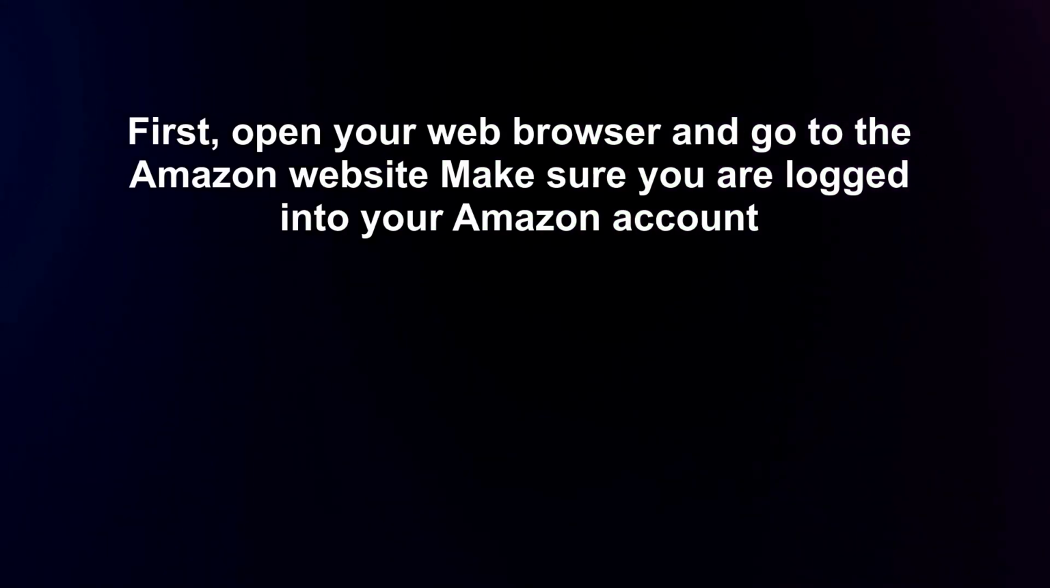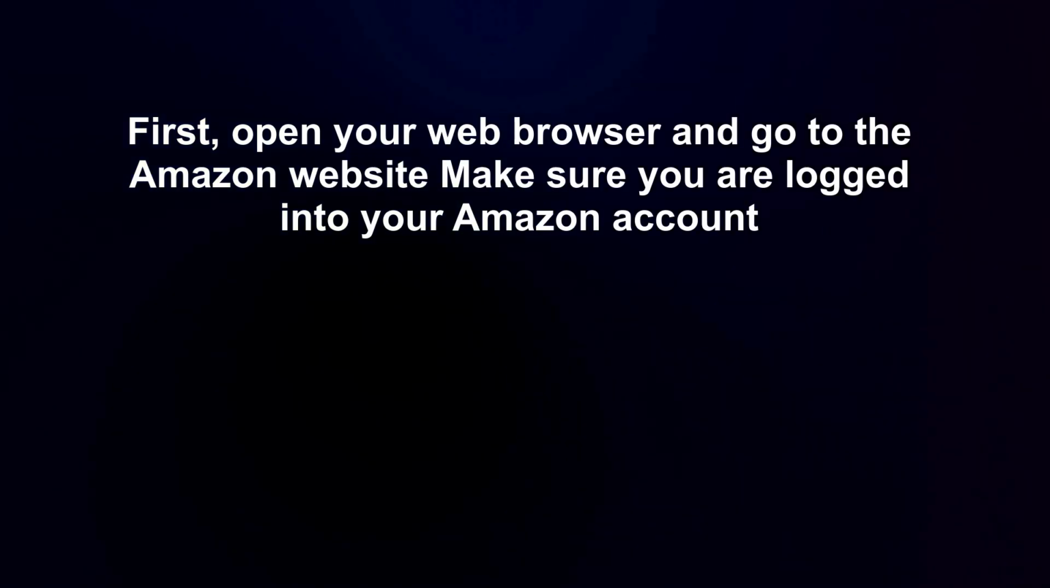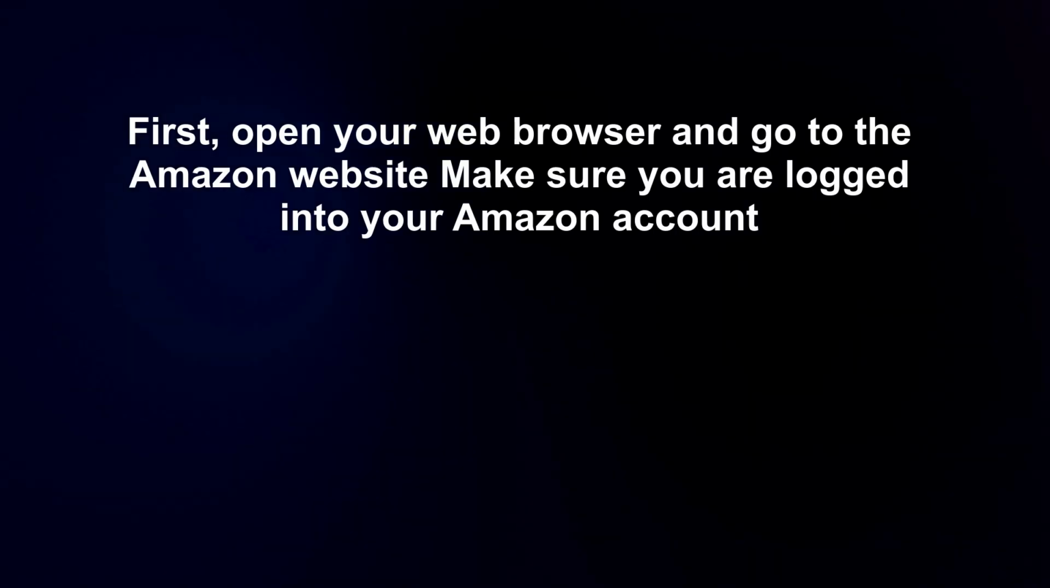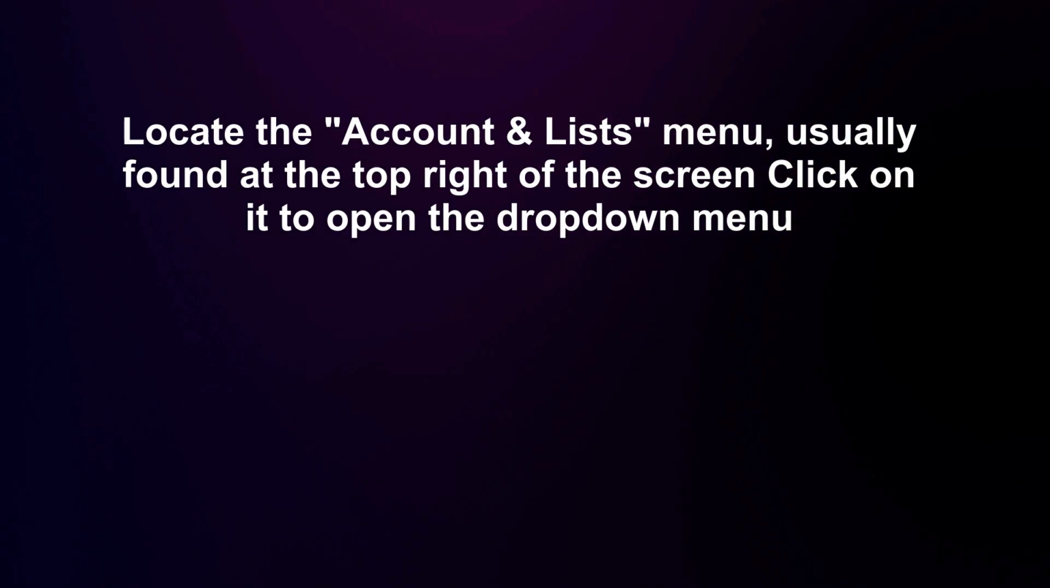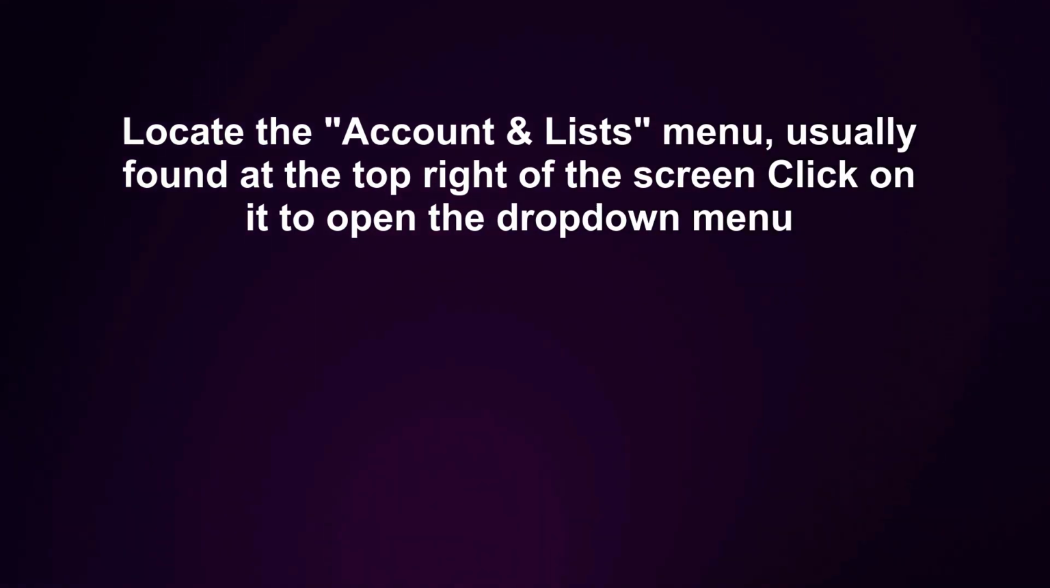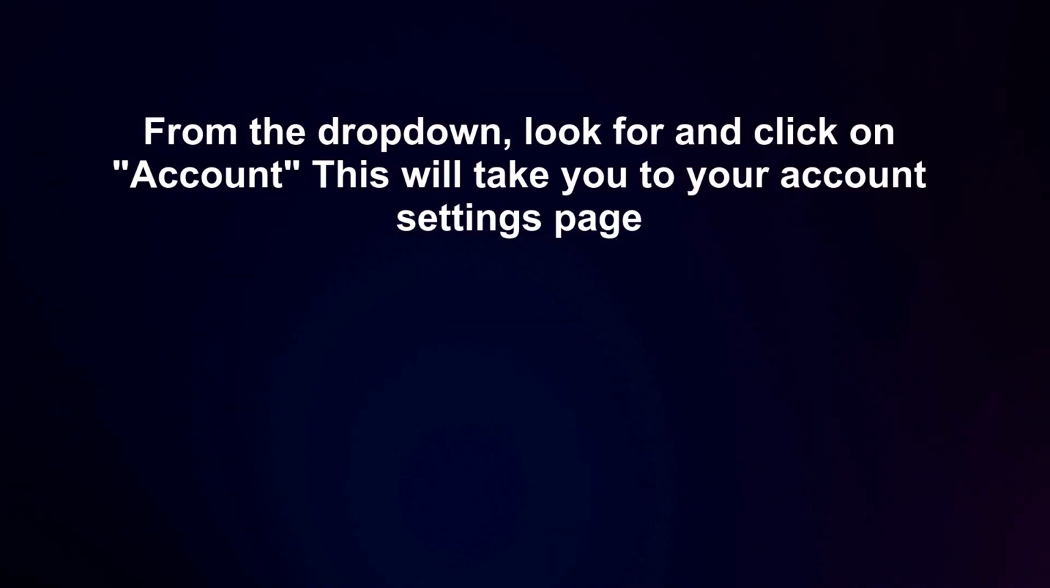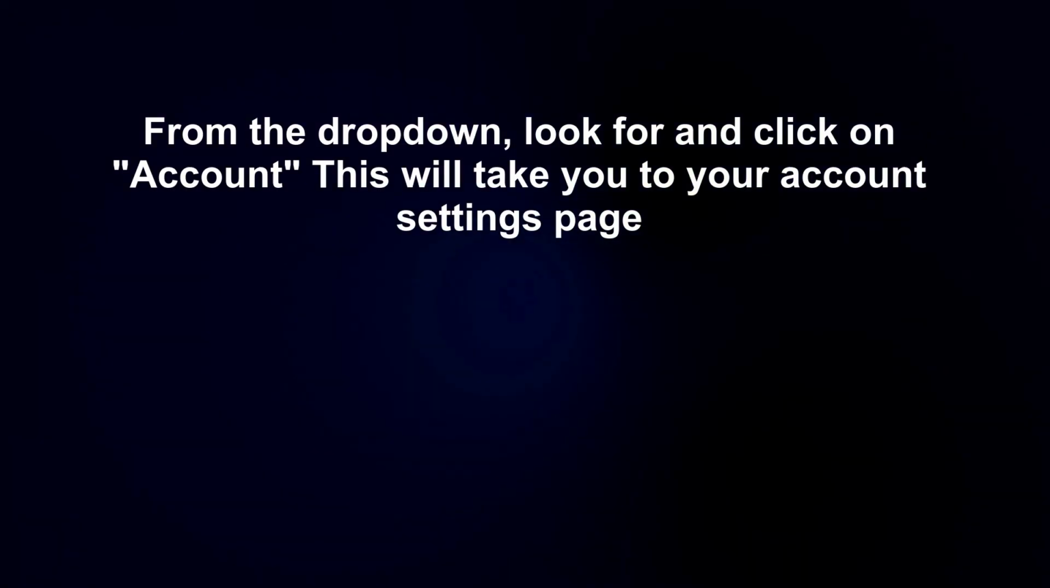First, open your web browser and go to the Amazon website. Make sure you are logged into your Amazon account. Locate the Account and Lists menu, usually found at the top right of the screen. Click on it to open the drop-down menu. From the drop-down, look for and click on Account. This will take you to your account settings page.